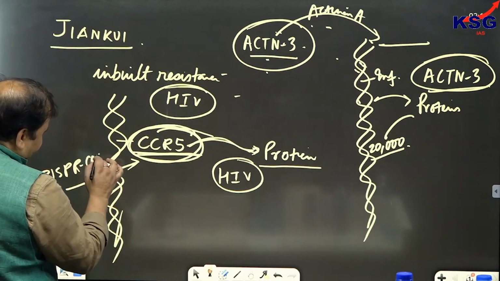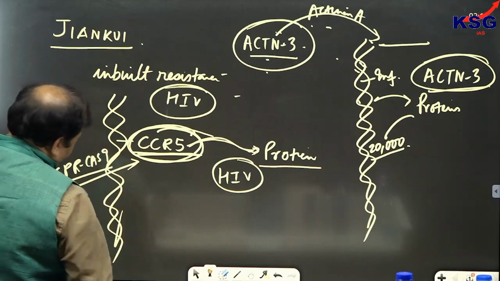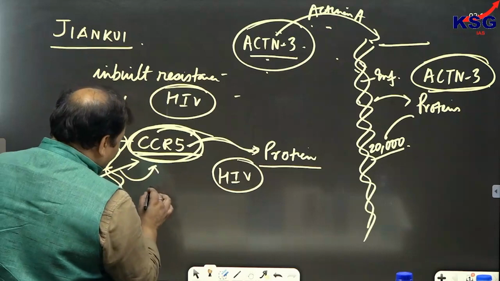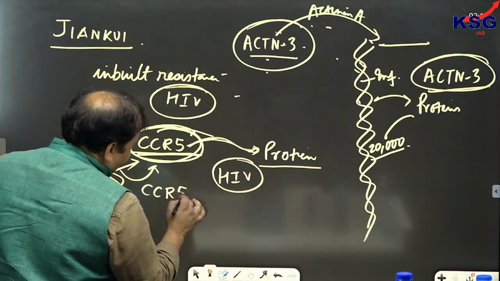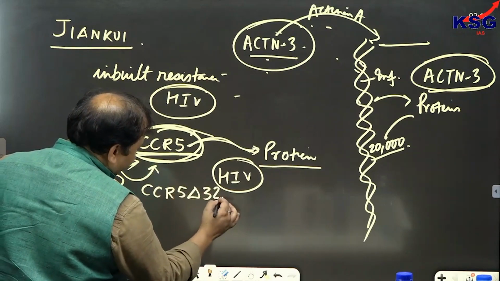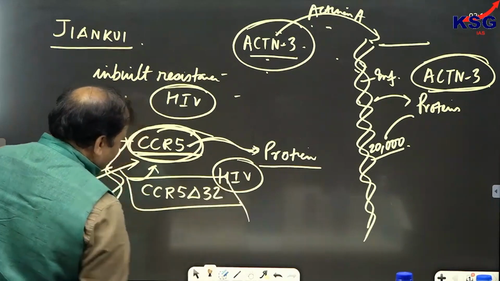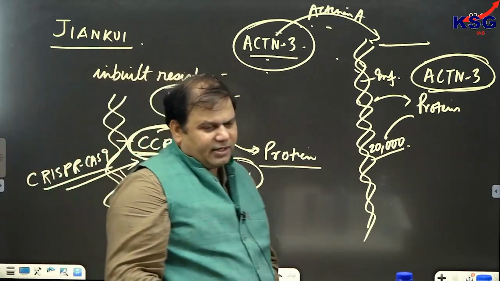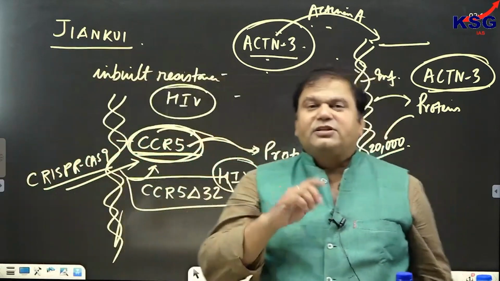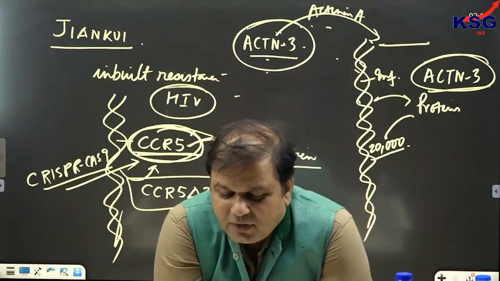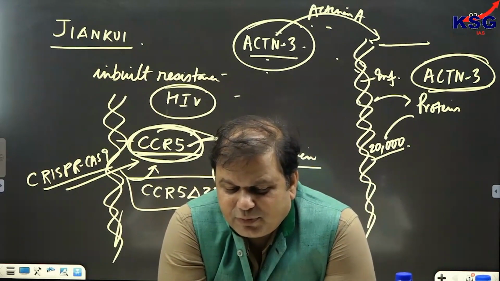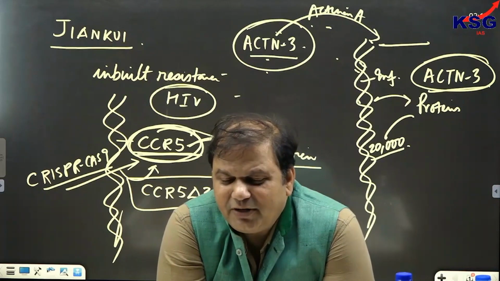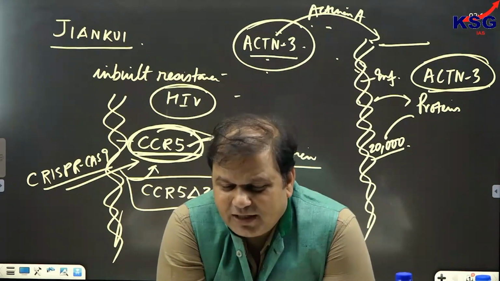अब Jayant ने क्या किया? CRISPR-Cas9 टेक्नोलॉजी यूज किया, and he brought a mutation in this gene. And this mutation is called as what? This mutation is called as CCR5 delta 32. And because of this, we can see that the babies would be having innate resistance to, the twins would be having inbuilt resistance to HIV. HIV उन्हें होगा ही नहीं.